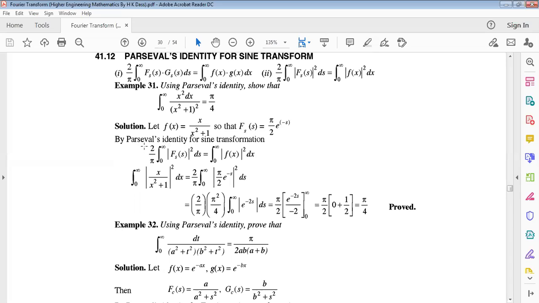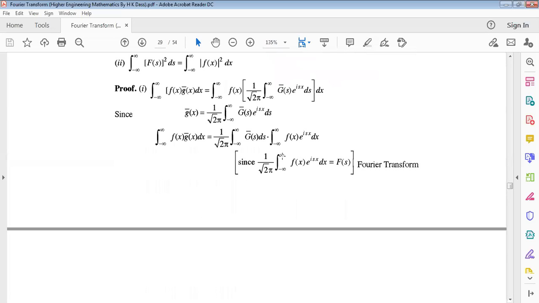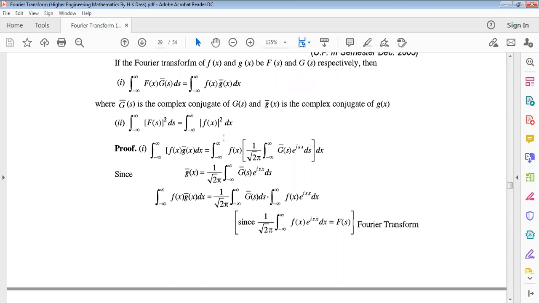So by Parseval's identity for sine transform, we get 2 divided by pi, integral from 0 to infinity. If we take the 0 to infinity range, then we must write 2 divided by pi, then F of s, the sine transform, whole square. This is from the properties of Parseval's identity. This equals the integral from 0 to infinity of f of x whole square. Using this Parseval's identity.